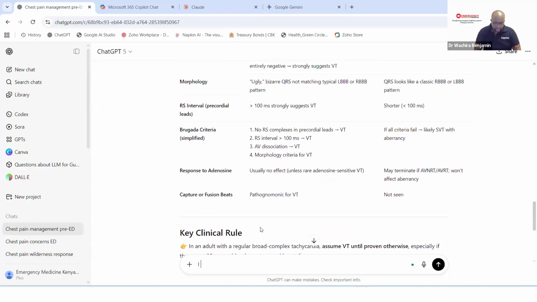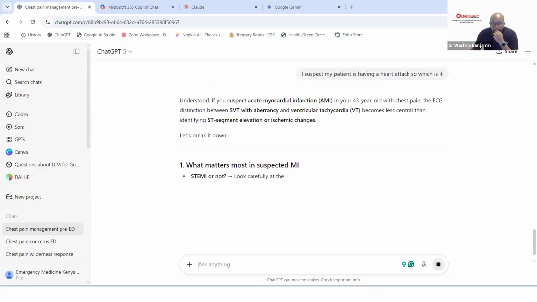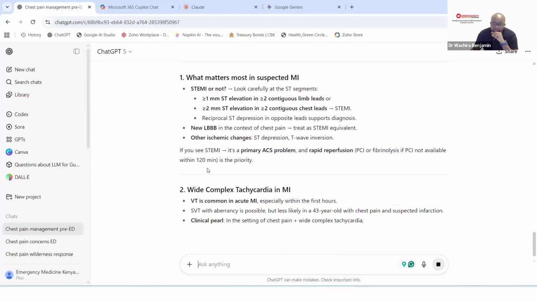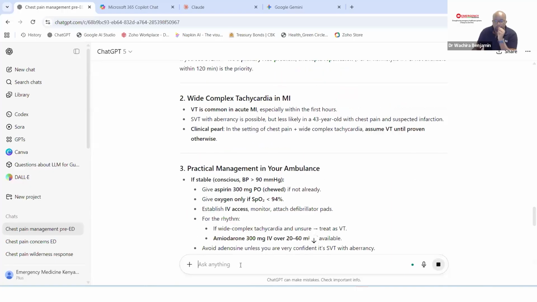Yes. I suspect my patient is having a heart attack. So which is it? All right. So again, telling me the issue doesn't really matter whether it's aberrant supraventricular tachycardia. It's not really a big thing to discuss. Who cares? The question is, is it STEMI or not STEMI? VT is more common than acute MI in the first, but less likely. So we're probably dealing with a VT patient, and has a VT now at let's say 160. What should I do?